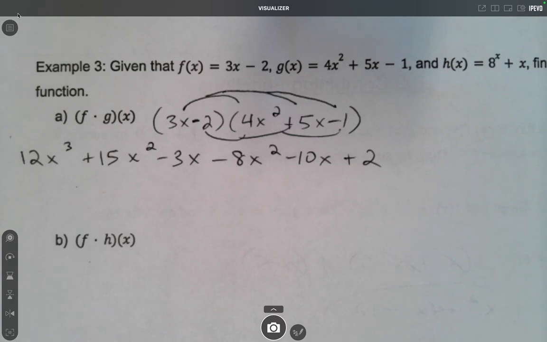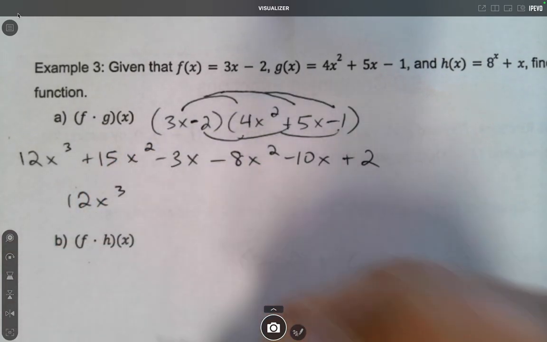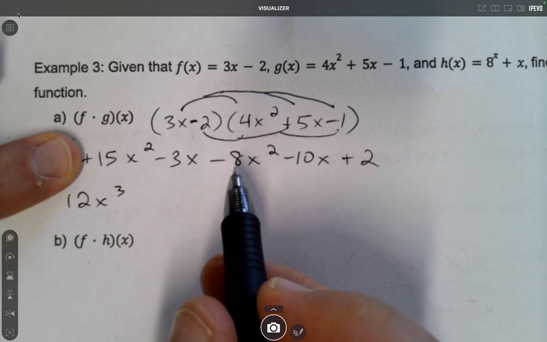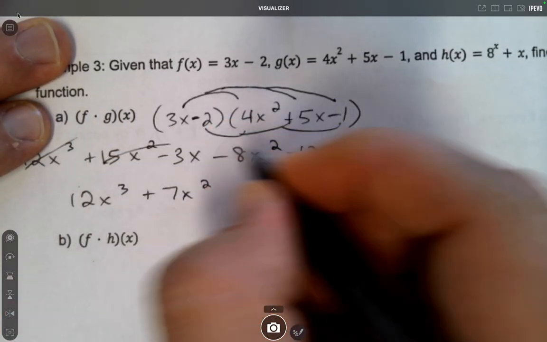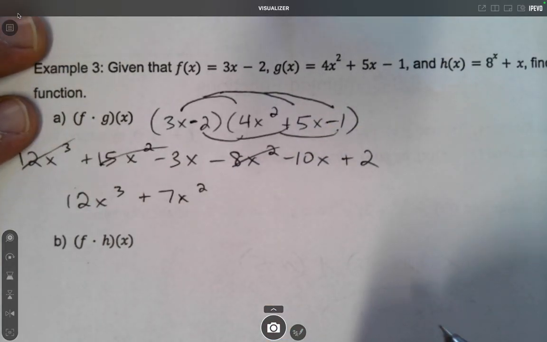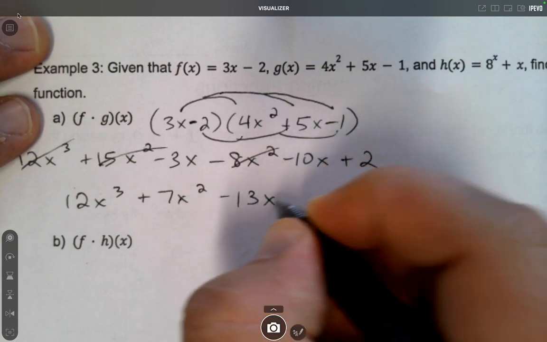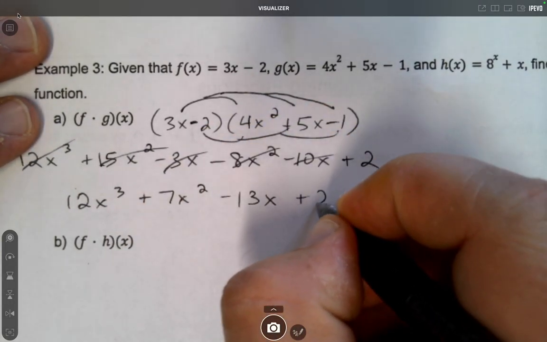After that, we combine the like terms. This is the only cube, so we leave it as 12x cubed. We have 15x squared minus 8x squared, which gives us 7x squared. Negative 3x minus 10x is negative 13x. And then we have a constant, so we write plus 2.